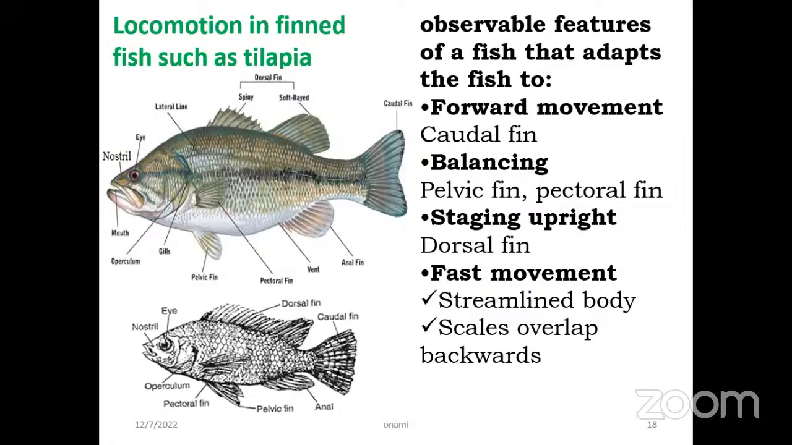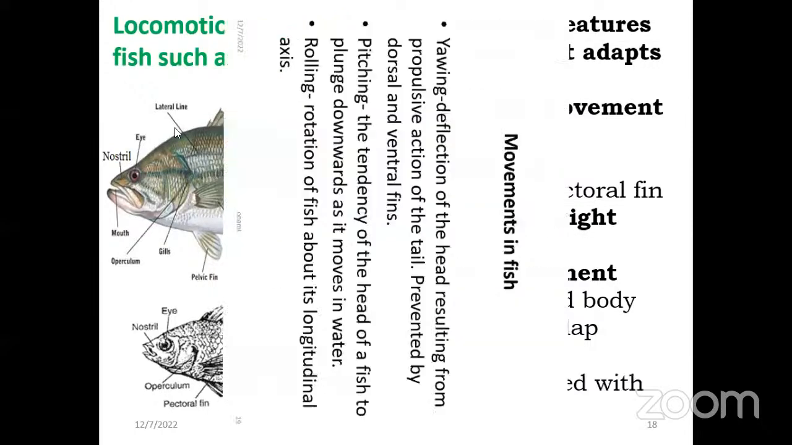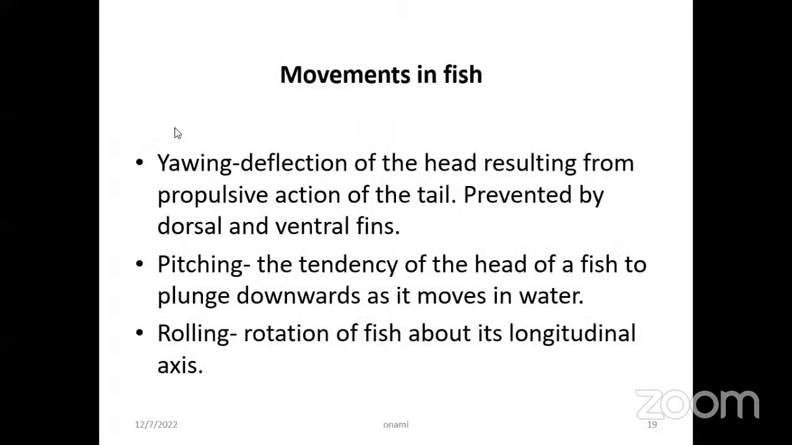For example, the fish being streamlined reduces the force it uses to penetrate through the water. The scales of the fish overlapping backwards reduces friction in water. Having a layer of mucus covering the scales also reduces friction as it moves in water. So the propulsion of the caudal fin, the streamlined body, scales overlapping backwards, and a layer of mucus on the surface of its body enable the fish to move faster in water.